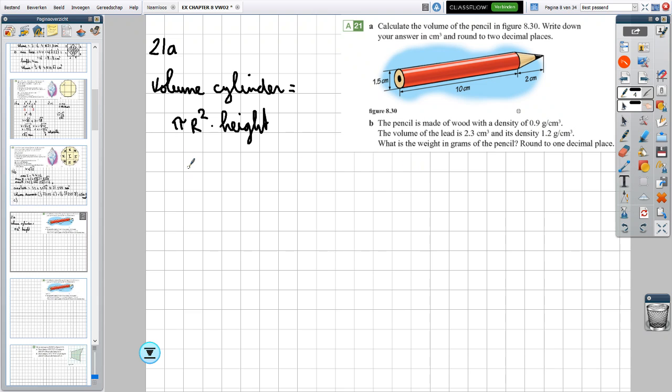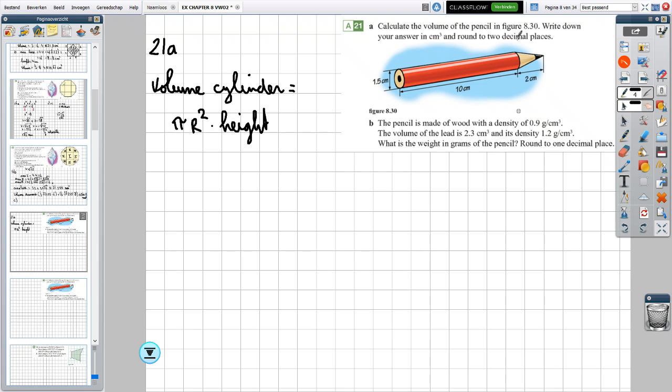Hey everyone, we're going to take a look at exercise 21, which is after theory B, so we're going to take a look at the volume of a cone. But if you take a look at question 21, hopefully you see that this is not in its entirety a cone, right? Only this part here is a cone. So if you want to calculate the volume of this pencil, which is the question of A, you also have to calculate this part here.